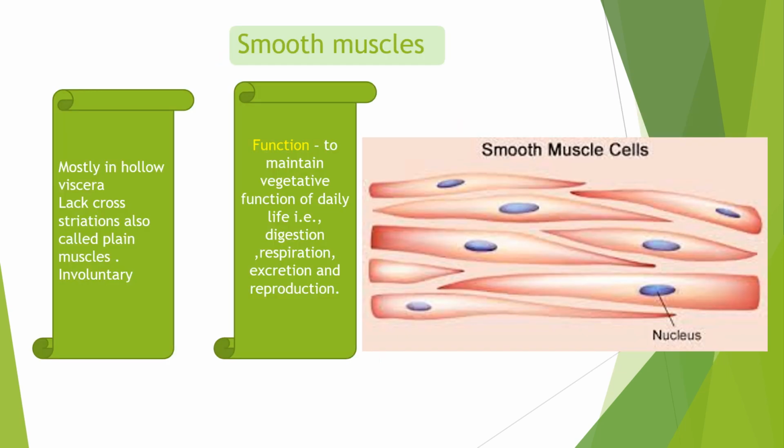The smooth muscles. These muscles are mostly present in the visceral organs. They lack striations and these are also known as plain muscles. And these are involuntary. Their main function is to maintain vegetative functions of daily life like digestion, excretion, respiration.